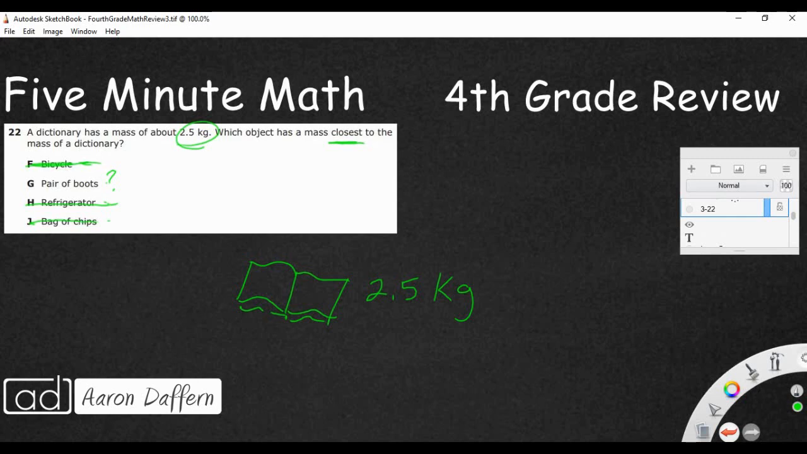So our pair of boots, and that just is kind of a guesstimate on our side. You have to kind of reason your way through it. Pair of boots, G, is going to be our answer for number 22.